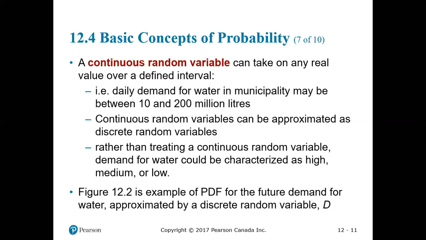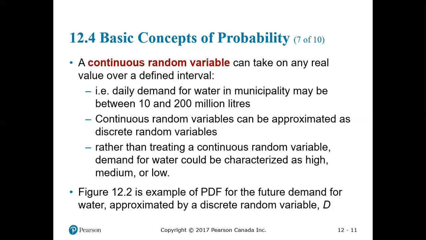So it's seen as continuous, right? A continuous random variable may be approximated though as a discrete random variable. So rather than having to use a continuous random variable, which is more difficult and more complex to work with, we focus most of our attention on discrete random variables and use a discrete approximation for any continuous random variable that we have to deal with.